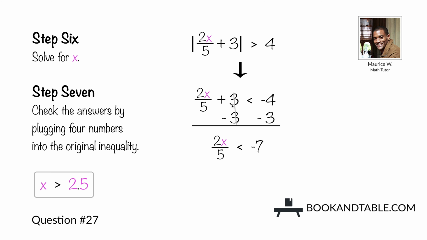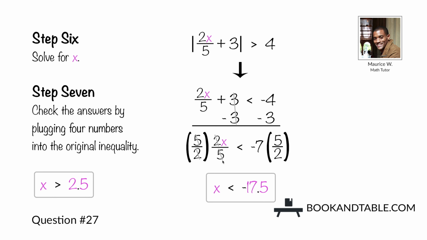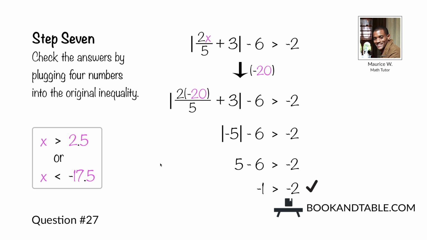To get rid of this constant, positive 3, we subtract 3 from both sides, leaving us with 2x over 5 on the left, and negative 4 minus 3, which is negative 7 on the right. To negate this coefficient of 2/5, multiply both sides by the reciprocal, 5/2. Negative 7 times 5 is negative 35, divided by 2 is negative 17.5. So the second part of our answer is x is less than negative 17.5. So now we check the answers by plugging 4 numbers into the original inequality.